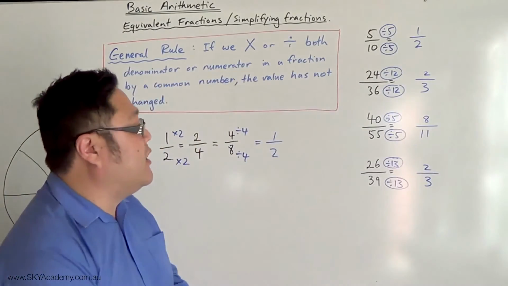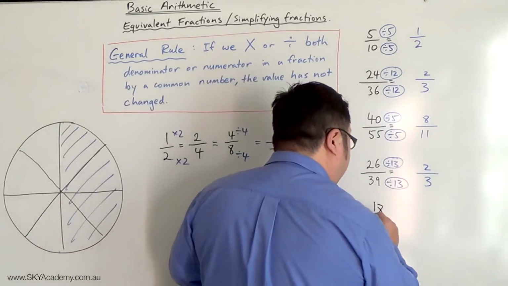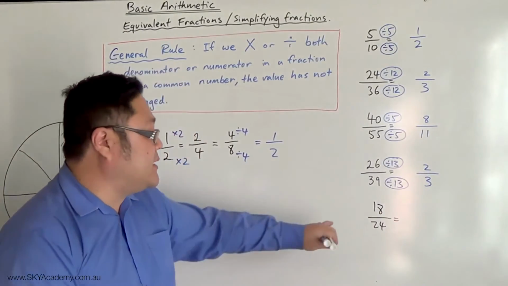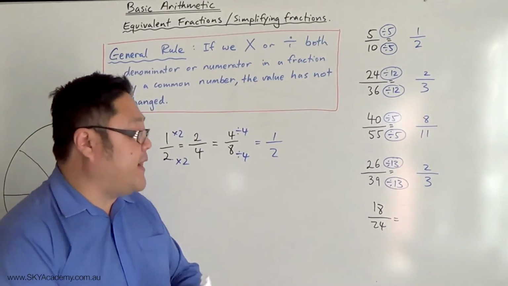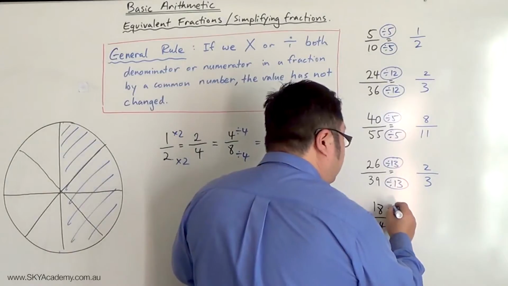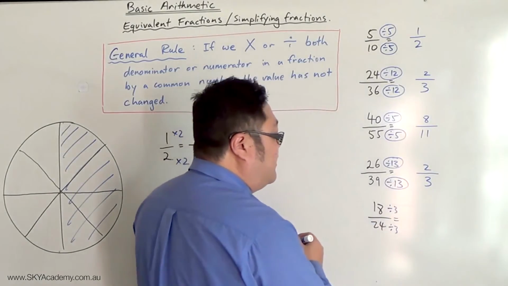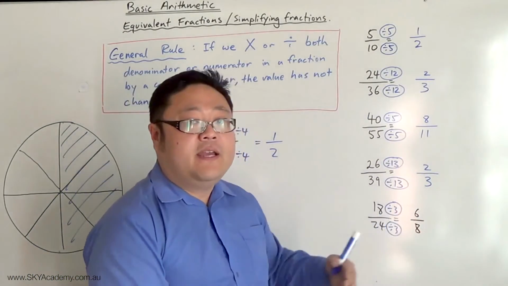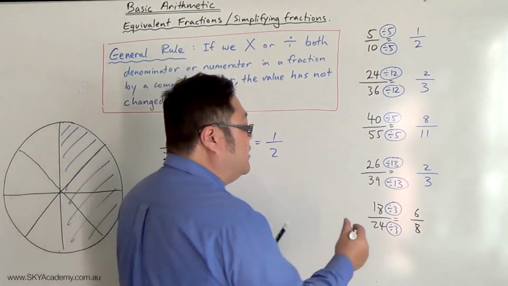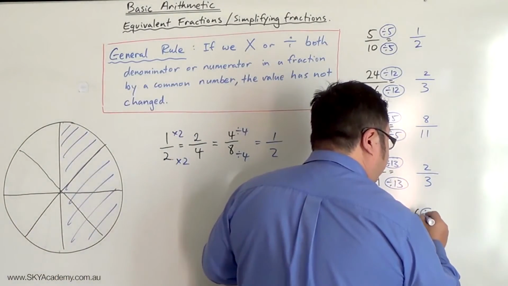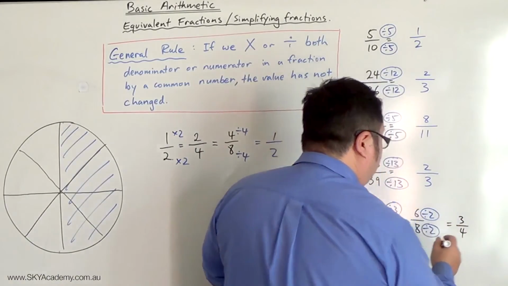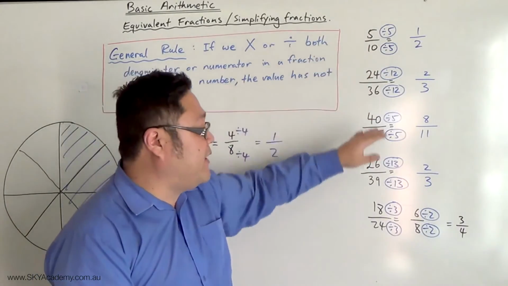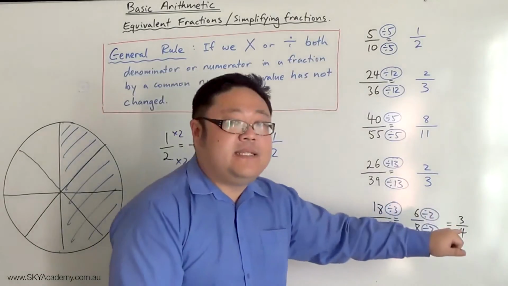Now, when you've got a fraction like this, let me give you another one, say 18 over 24. You might not get the biggest factor straight away, but just say you find a factor, any factor. Let's say, for example, 3. You can divide both top and bottom by 3, and that will give you 6 over 8. And you may find that 6 over 8 can be simplified further. So you divide both top and bottom by 2, and that'll give you 3/4, right?